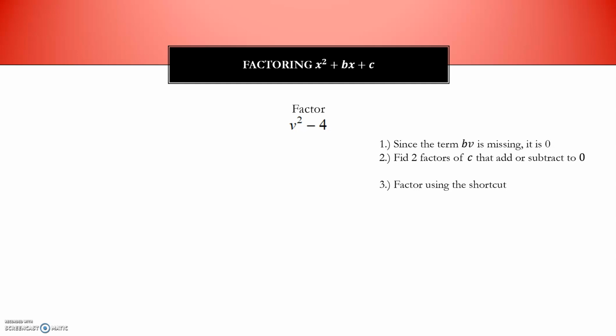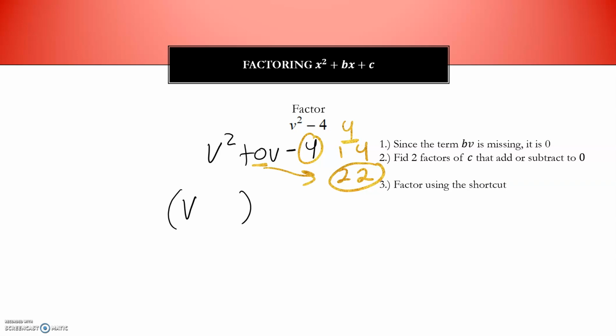So since the middle term bv is missing, it is 0. bv I just used because the variable in this problem is v. So find two factors of c that add or subtract to 0. I will see students quite often write this just to remind themselves they're looking for factors of 4 that will get 0. The factors of 4 are 1 and 4, 2 and 2. I know that 2 minus 2 is 0. So I would say that v, and then I will have my 2's. And the way that I get that is 1 positive 2 and 1 negative 2.